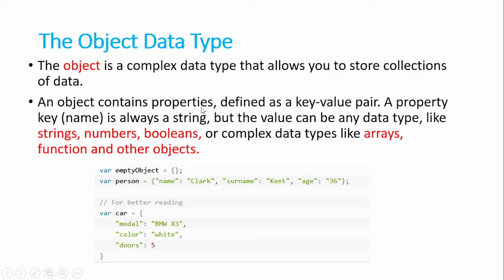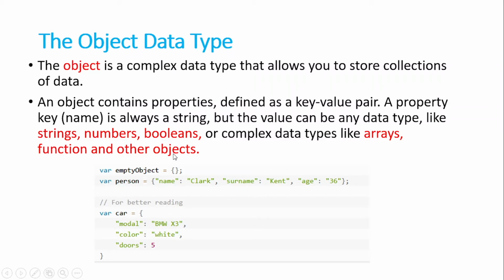An object contains properties defined as key-value pairs. A property key name is always a string, but the value can be any data type like strings, numbers, booleans, or complex data types like arrays, functions, and other objects. So this key should always be a string, and this value can be any data type that we have.